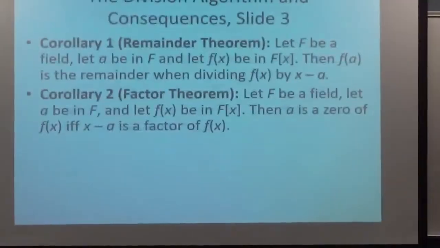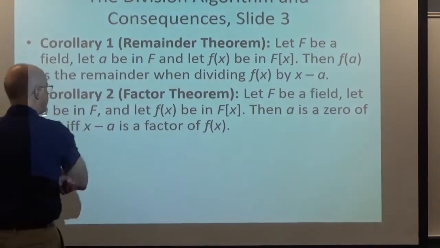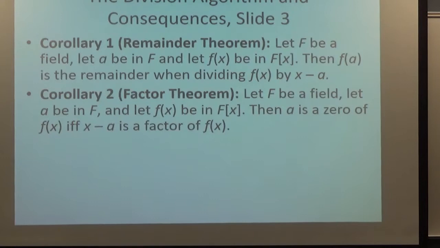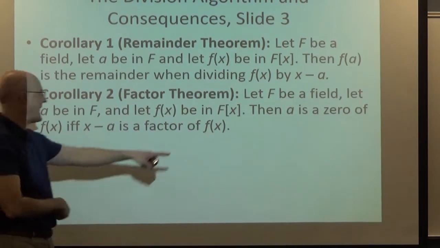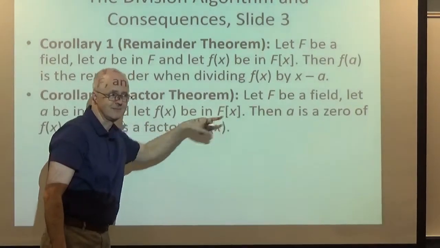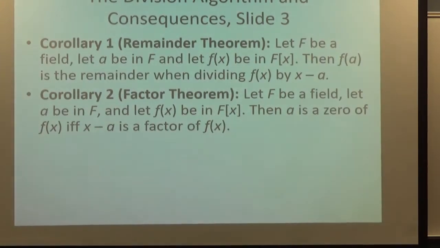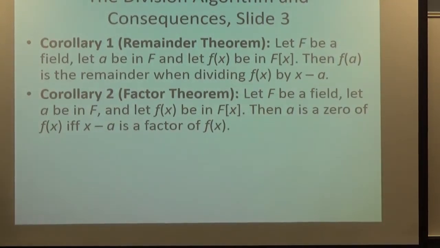Corollary 2 is called the factor theorem. You're a little bit more used to the factor theorem, I think. Let F be a field, let a be a field element, let f of x be a polynomial in the polynomial ring with coefficients in F. Again, this is not a field. Then a is a 0 of f of x if and only if x minus a is a factor. And that's now jibing with the two ideas on the previous slide.